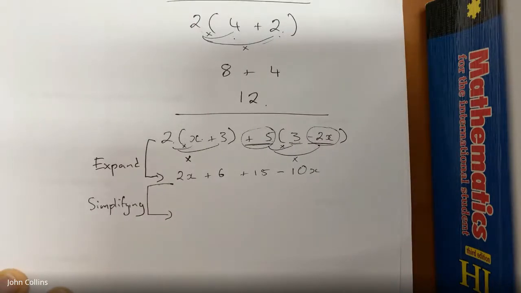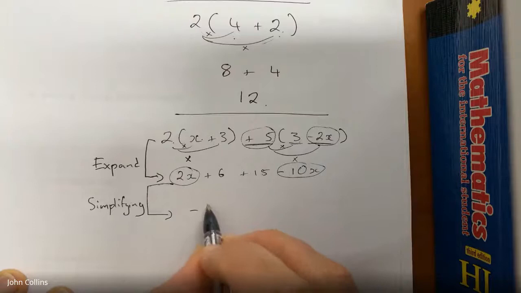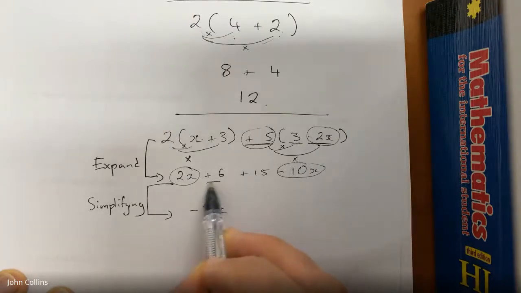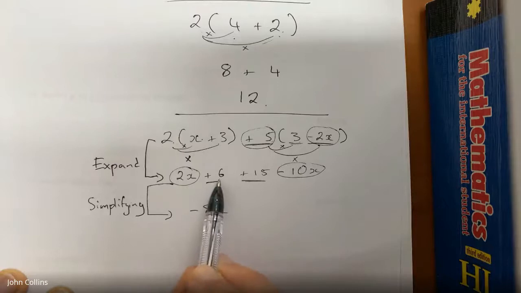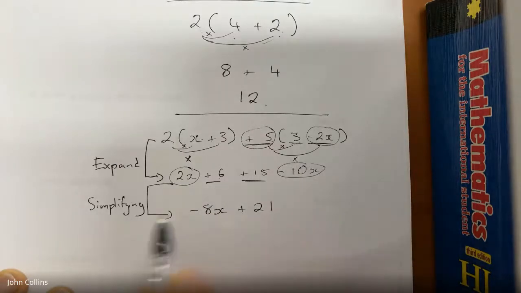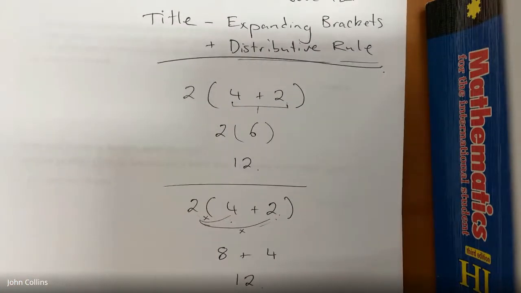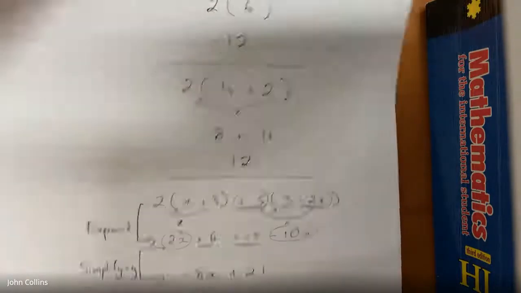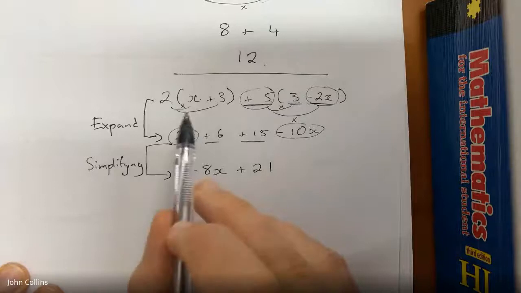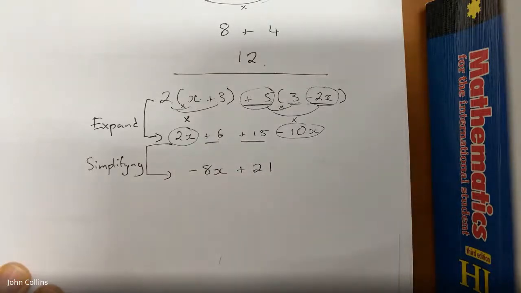So we will simplify. Let's do the x's first. There's 2 x's here, and I need to subtract 10 x's from that. 2x subtract 10x, negative 8 x's. The numbers are just both positive, so they're going to add nice and easily. 6 and 15 give 21, and that's it. Expanded, followed by simplifying. The title, expanding brackets and the distributive rule. So that is brackets expanded and then simplified.